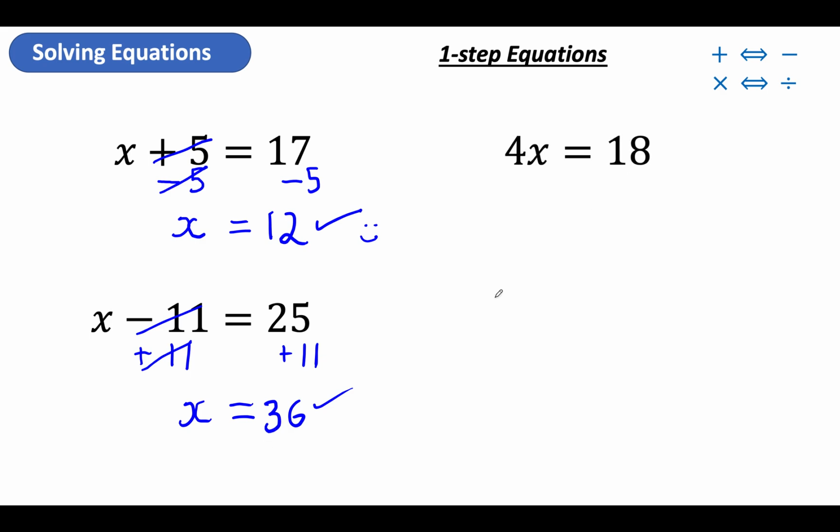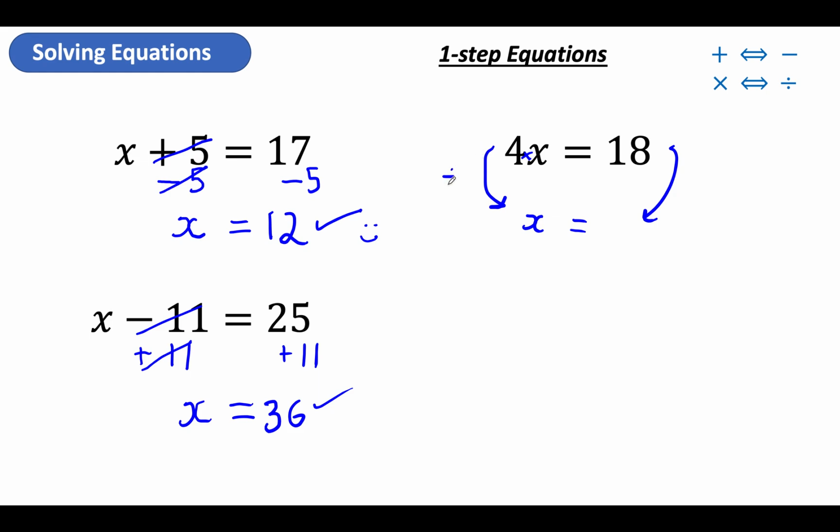Another question. So 4x equals 18. Well, what does 4x mean? It means 4 lots of x, 4 times x. Hidden in here is a little times sign that we don't usually write. And so I don't want 4 x's, I only want one of them. So I need to go from having 4x just down to 1.